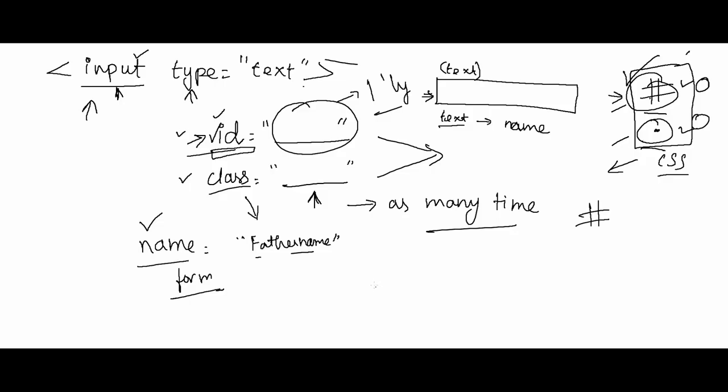So the next one is input type equal to checkbox. You can notice that input is a single tag which contains n number of type attributes. I hope it will be around 10 to 12 type attributes. Now we are seeing the second type, that is checkbox.